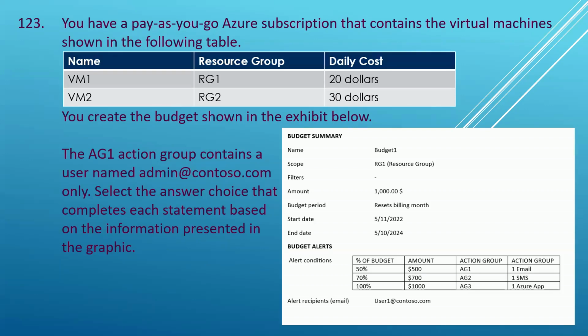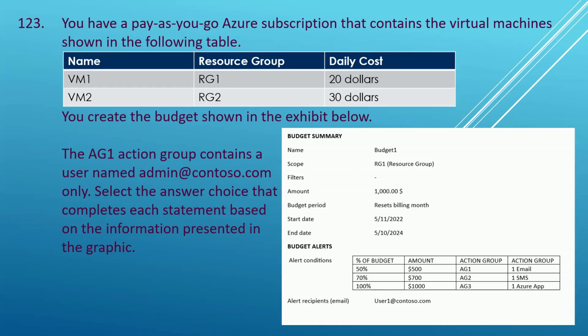Before we move to the question, let's look at the graphic. The name of the budget is budget 1. The scope of the budget is the RG1 resource group. Because the scope of this budget is RG1, and you can see only VM1 is hosted in RG1, this budget would only apply to VM1. That is the first thing you should note when answering such questions.